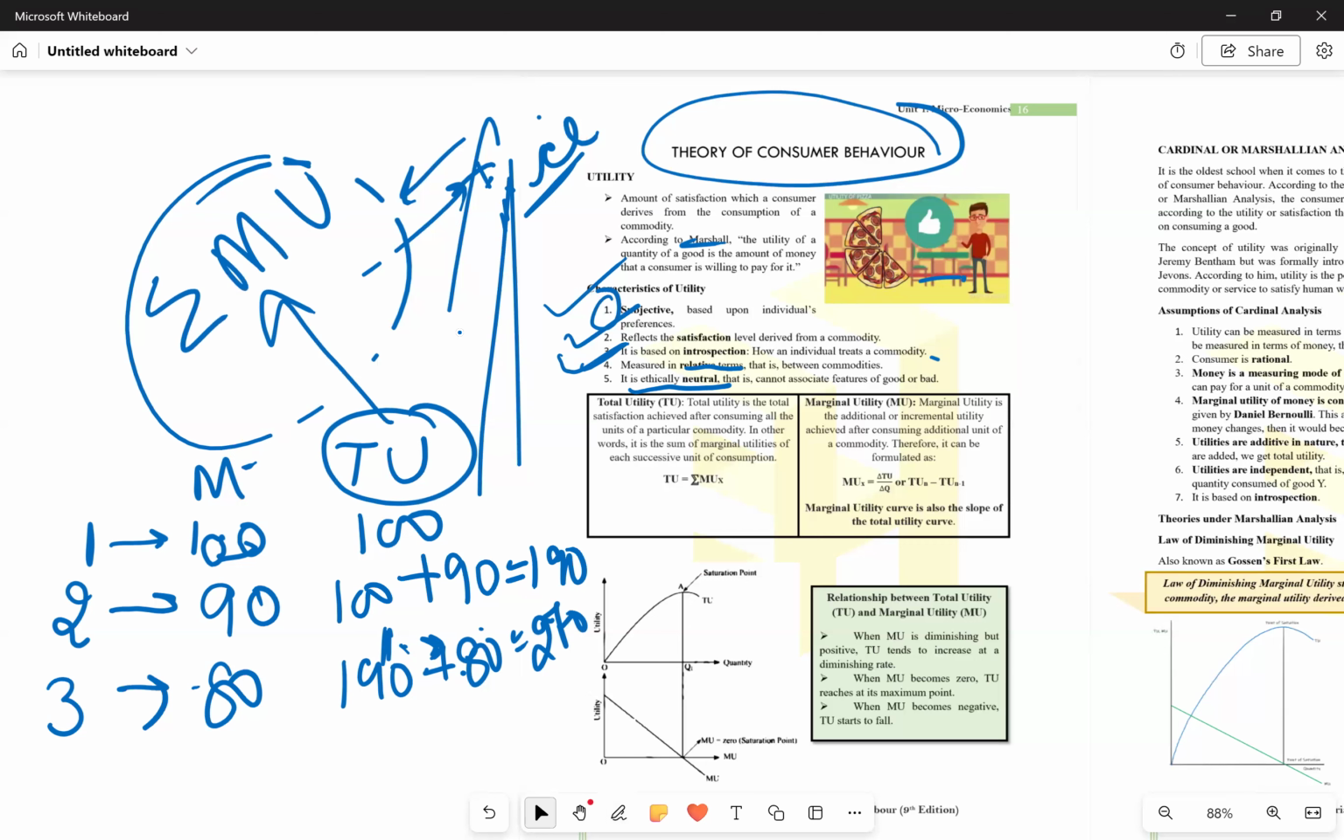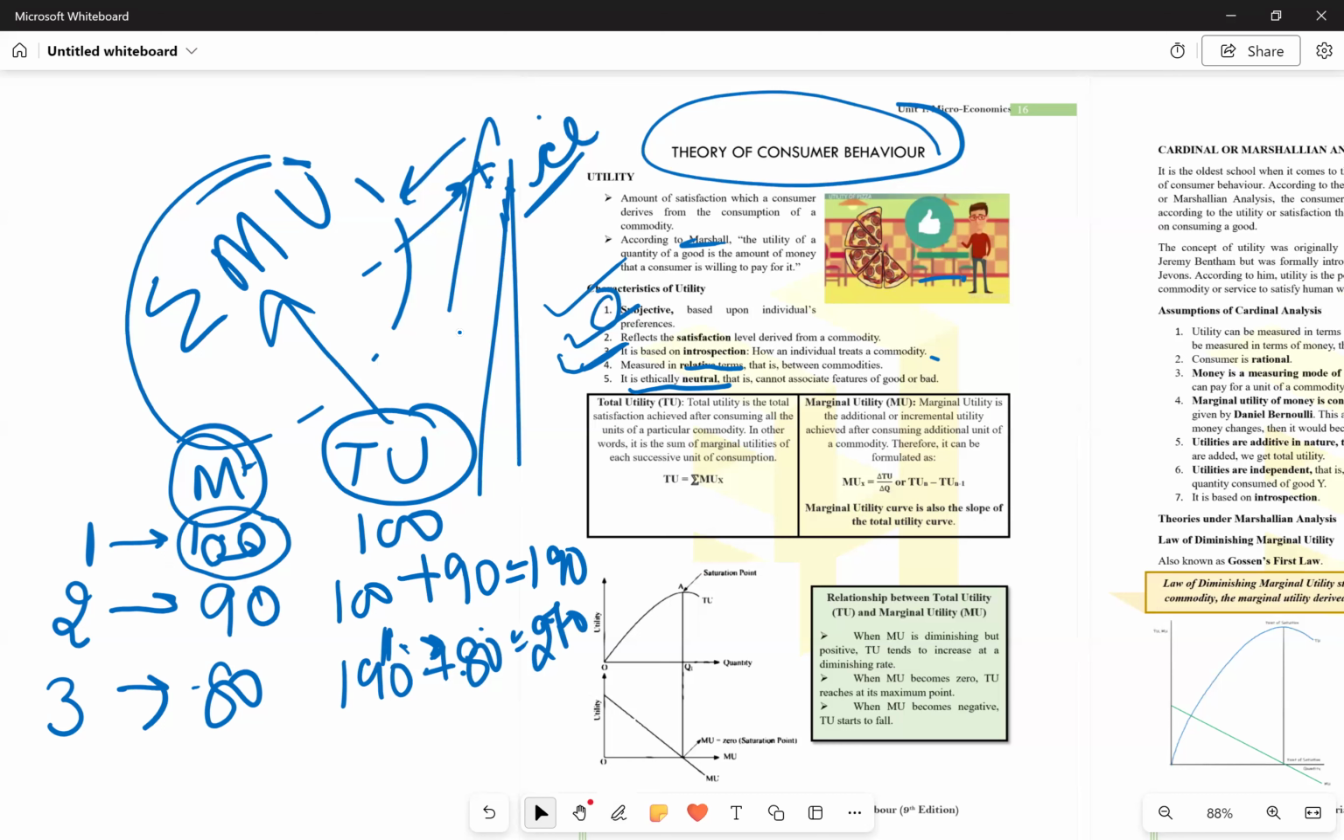On the other hand, your marginal utility is the additional utility you are getting on consuming a consecutive unit of that commodity. I repeat, the consumption is continuous. So for example, let's just say that you've had one cup of coffee and it gave you, say, 100 utils of satisfaction. Okay, if you have a second cup of coffee, probably it will give you 90 utils of satisfaction.